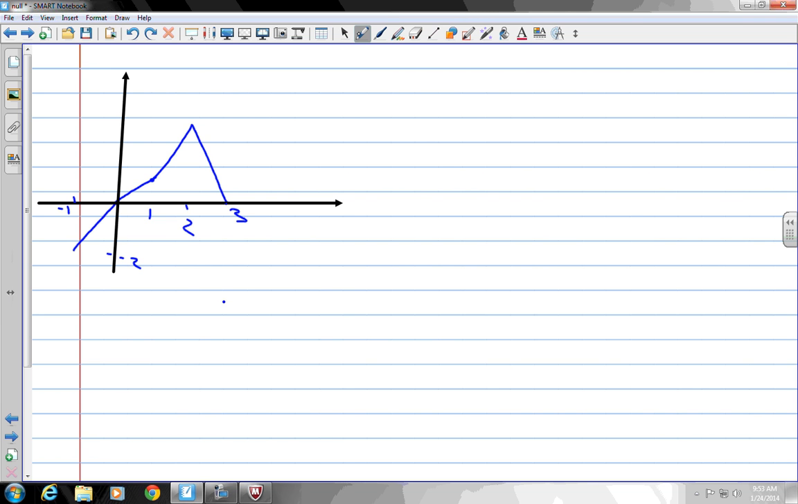Okay. Good. I want to do this. Y equals 1/2 f of x. Messing on the outside. So what am I messing with? X's or y's? Y's. So all it says, divide every y value by 2. That's all it says, right? So -2 becomes -1. 0 is 0. 1 becomes 1/2. 3 becomes 1.5. 0 is 0.